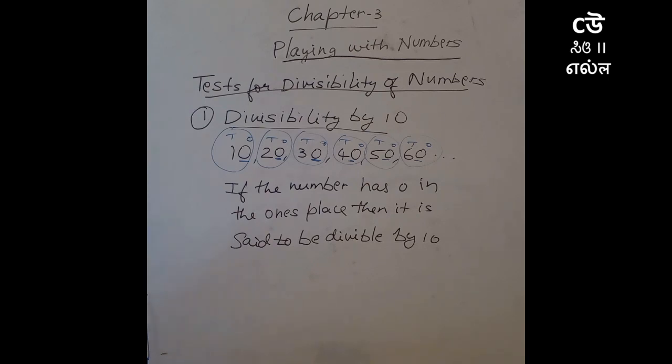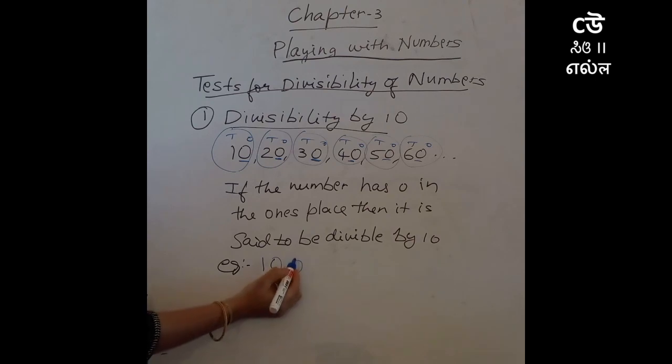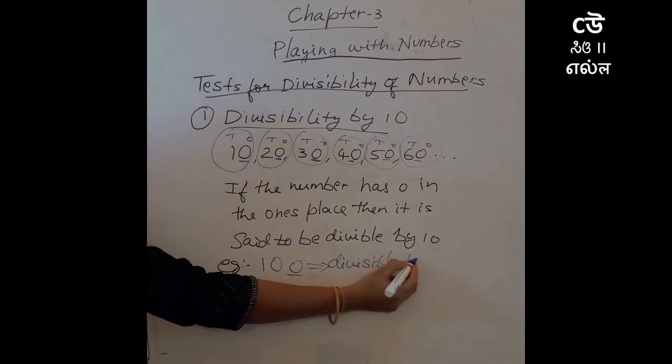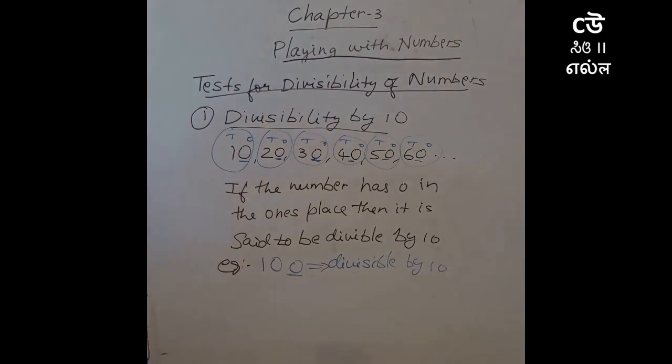So in ones place value, if you find that the ones place value is 0, then you can tell that the number is divisible by 10. Okay. So for example, we'll take a few more examples, and take 100. See, here you have ones, tens and hundreds. In ones place we have 0, right? So we can tell that it's divisible by 10. By seeing the ones place value, we can directly find whether it's divisible by 10 or not.